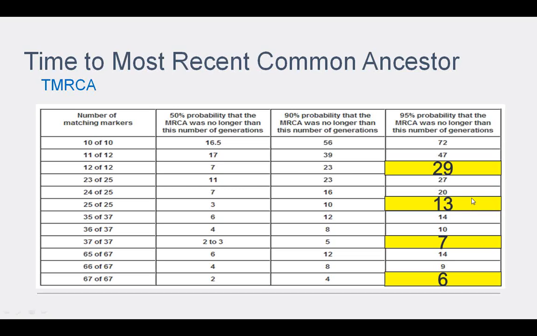So you always have to keep in mind that there are going to be a small percentage, 5% is not 0, that there are going to be a small percentage of people, even at the higher marker levels, that are not related within these time frames and that are related further back. Now again, these are exact matches, okay?